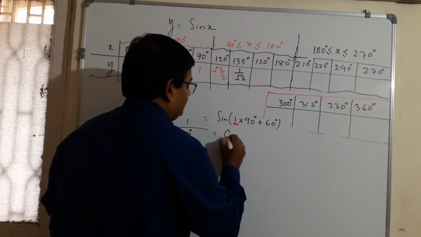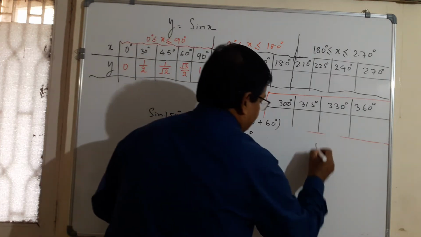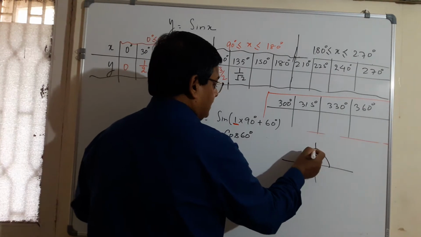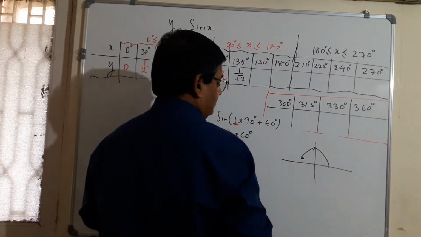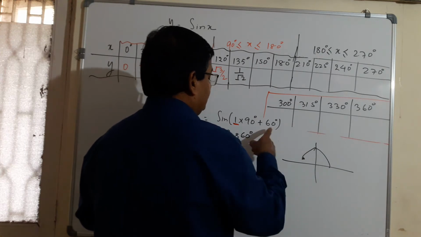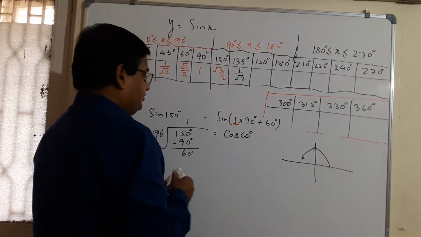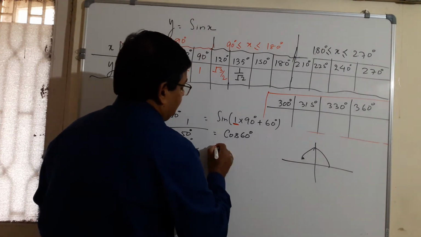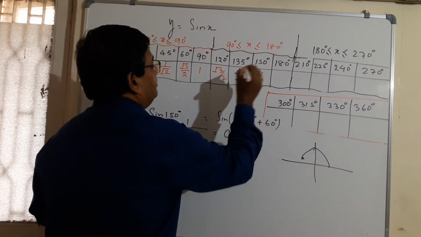So cos 60 degree. Now which quadrant does it lie in? 1 times 90 plus 60 lies in the second quadrant. In the second quadrant sine is positive, so we keep the positive sign. Cos 60 degree is 1 by 2, so I am writing here 1 by 2.